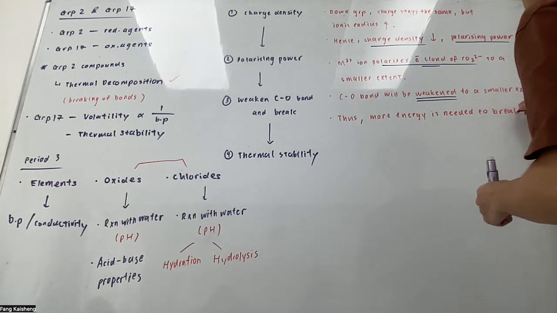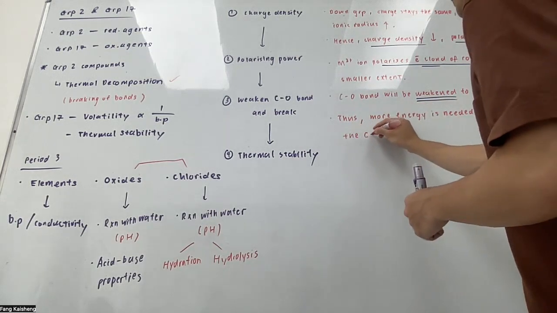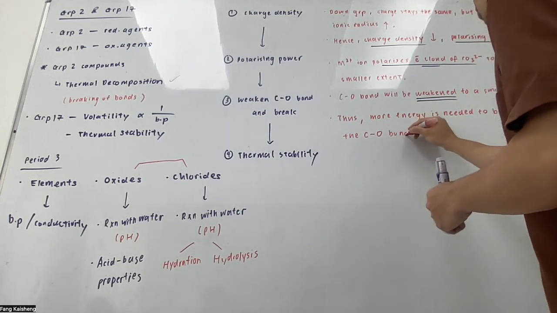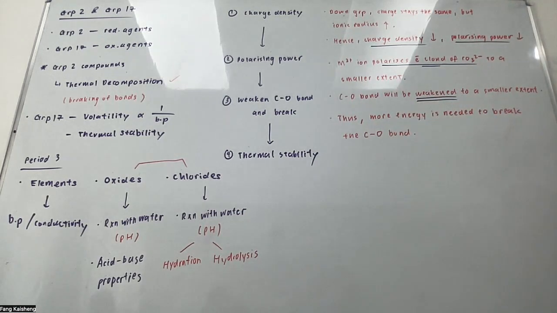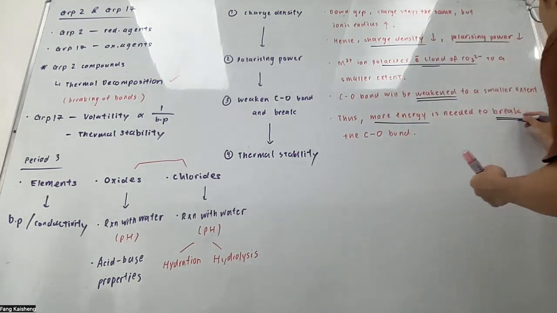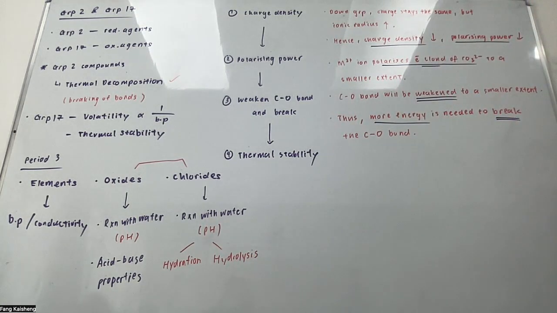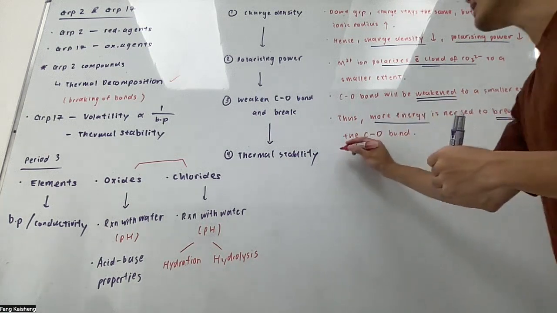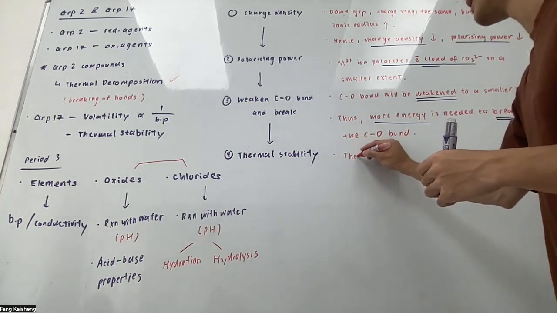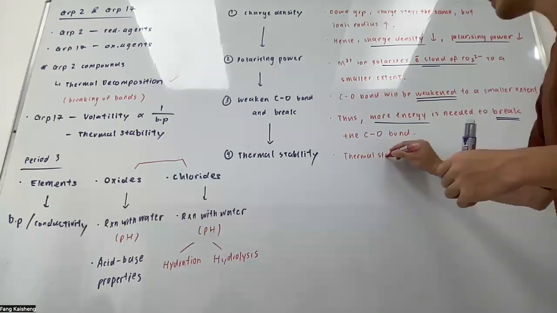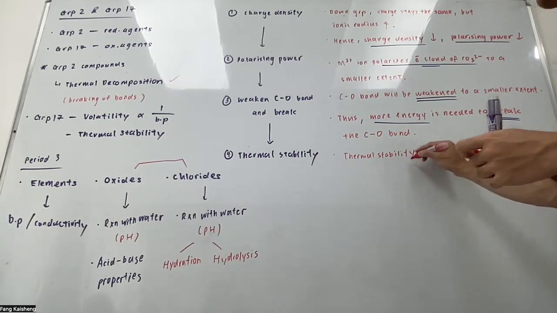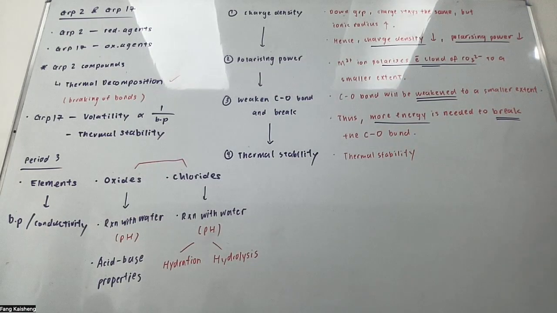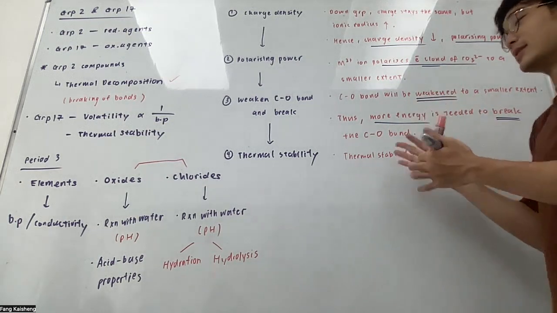I need to see the keyword break. Because if you weaken the bond and you don't break it, there is no thermal decomposition. Then the whole thing just doesn't make a lot of sense. So energy. Finally, then you can link it back to thermal stability. So guys, the thermal stability in this case, does it increase or decrease? So this is where some of you might pause to think a little bit. You might have a double take. Because what is energy and stability?